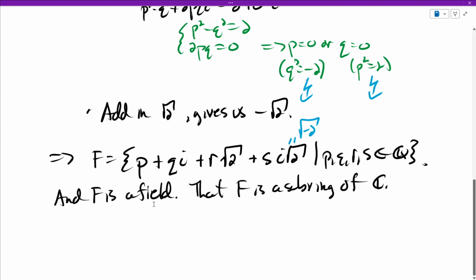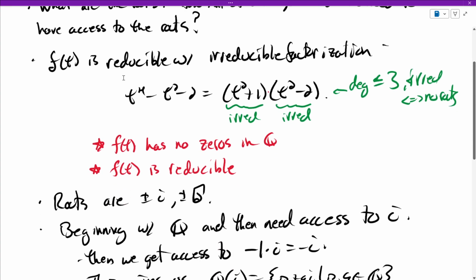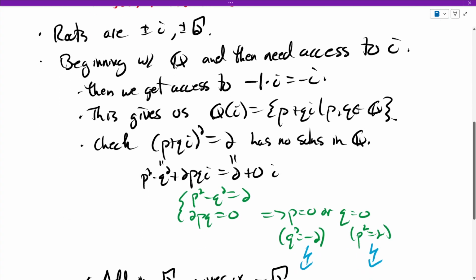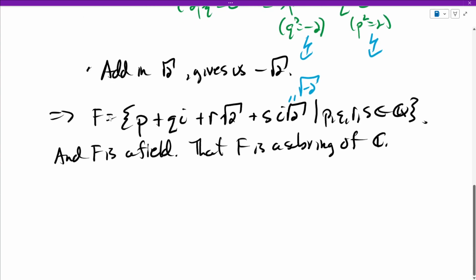All right, so what did we do? We started with this quartic polynomial. We wanted to understand how we might have access to the roots. That's what these 2 questions are saying. What sort of number system do we need to have access to the roots? We first had to find the roots, so we factored it as far as we could, and then we were able to locate the roots. And then we went root by root, adding them in and seeing what that gave us. And what we arrived at is this field F.